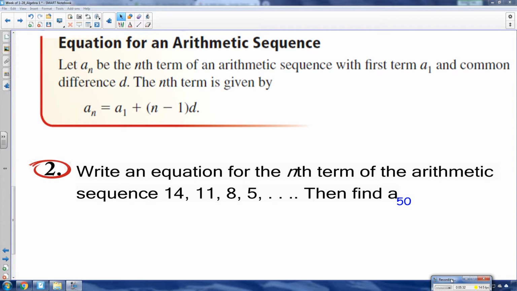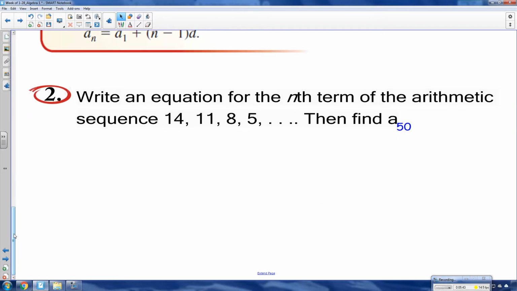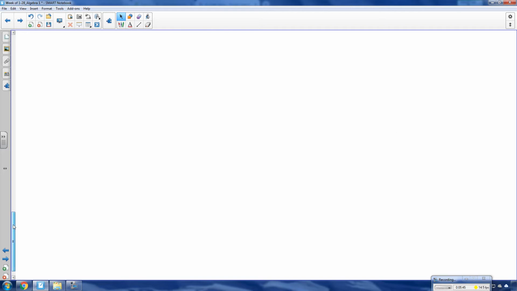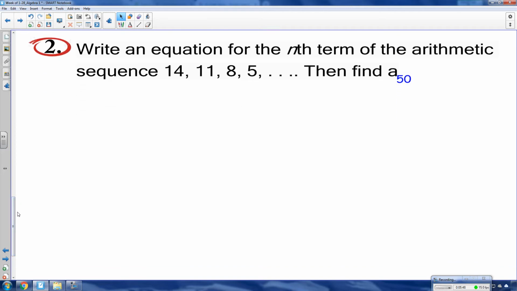Now here's the deal, okay? We want to find A50, not A1, we want to find A50. So I need to go 50 terms out, literally 50 terms. That is pretty far. Do you seriously want to write out 50 numbers? We got 14, then we got 11, then we got 8, then we got 5. You want to keep going for 50 numbers and just continue the sequence out? No. Absolutely not. You do not want to do that.